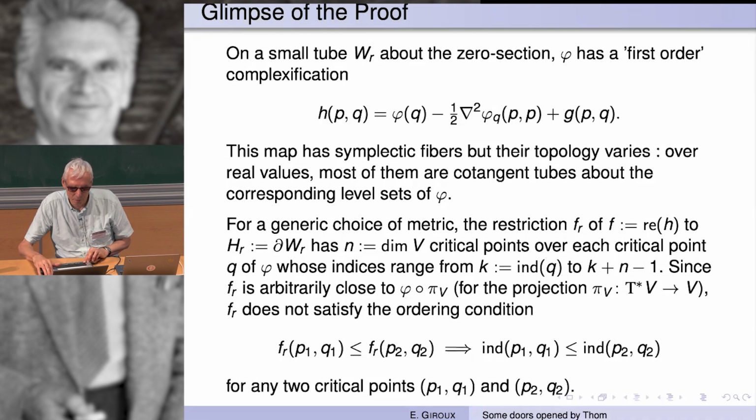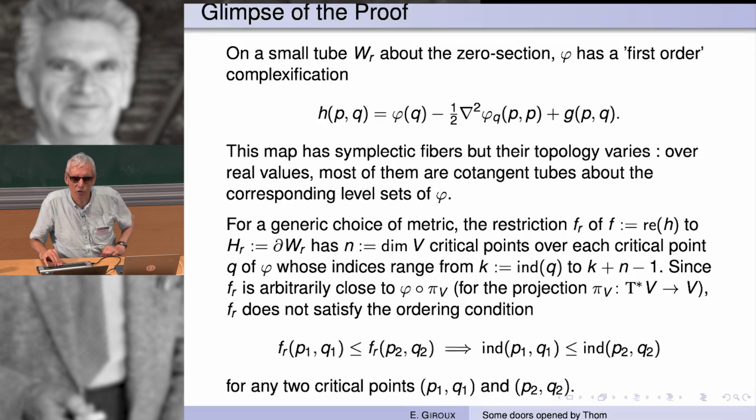What you first do is, on a small tube around the zero section in the cotangent bundle, take what I call the first order complexification of the function, which is this complex valued function h of (p,q), which is phi of q, minus, say, the Hessian of phi computed on (p,p), and you add this. I forgot to put an i before the g. Of course, it's the imaginary part, g of (p,q). Okay, you do that. And what you see very easily is that this map already has symplectic fibers.